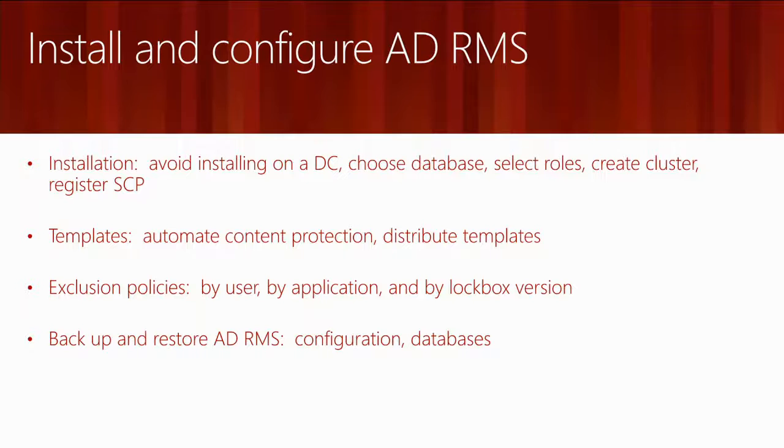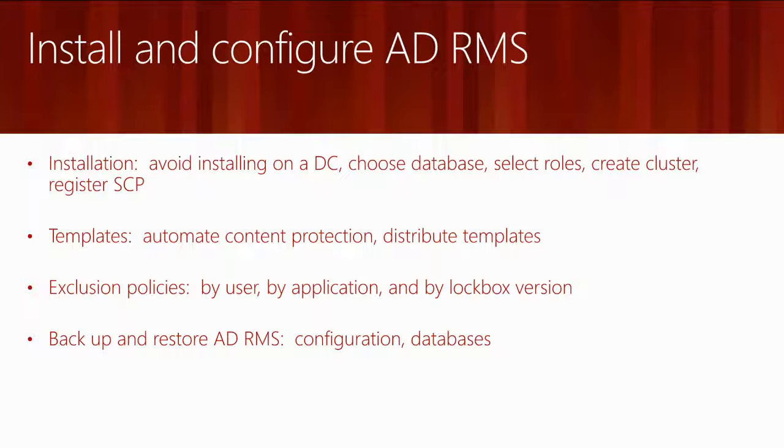Jump down to exclusion policies. You can do it by user, by application, by lockbox. By user means, hey, I have some people in my call center. I don't want them encrypting any of that stuff. I don't want them to view any encrypted stuff. Maybe they're contractors. I don't know. So I can exclude them altogether.